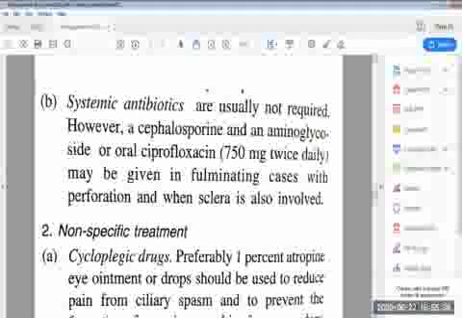However, a cephalosporin and aminoglycoside or oral ciprofloxacin 750 milligram twice daily may be given in fulminating cases with perforation and when sclera is also involved.